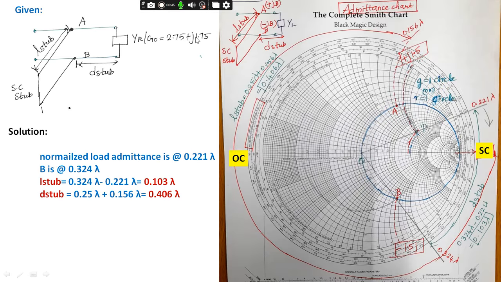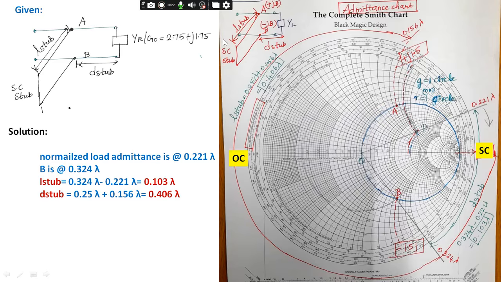So we see here, this is the schematic or representation of the given data. This is the transmission line connected with a normalized load admittance, and at a particular distance d_stub, we are going to connect the short circuited stub of length l_stub. So we are supposed to find these two parameters. As I told earlier, this is the admittance chart because we are connecting a parallel stub. So in the admittance chart, the first task is to locate this normalized load admittance.